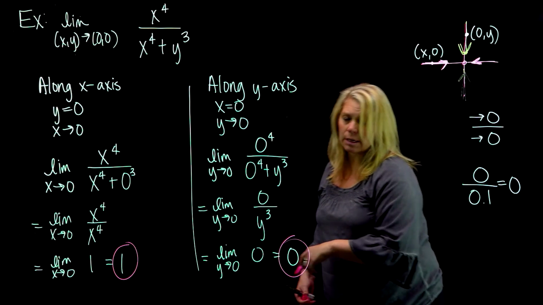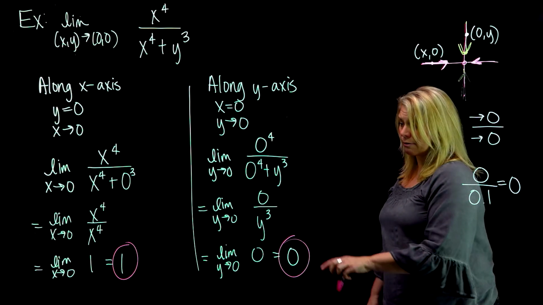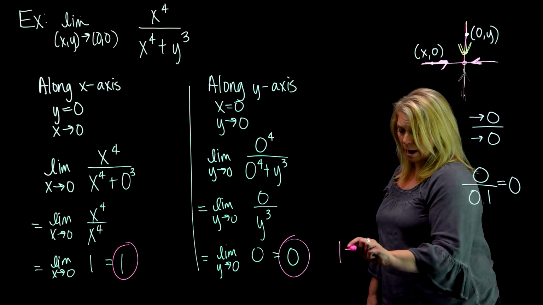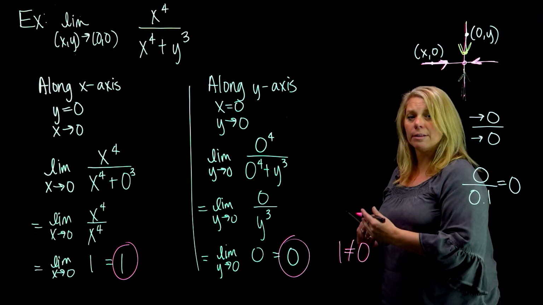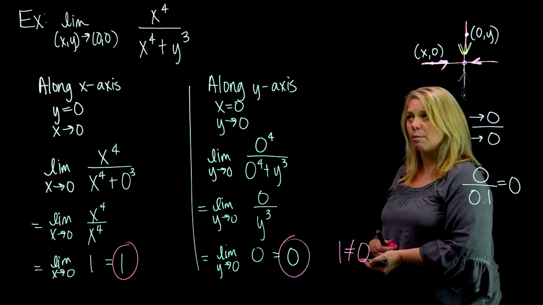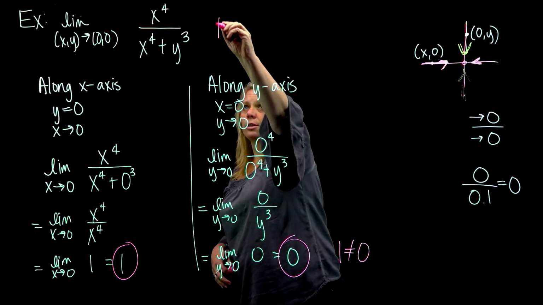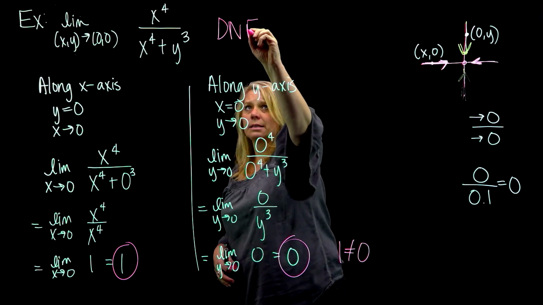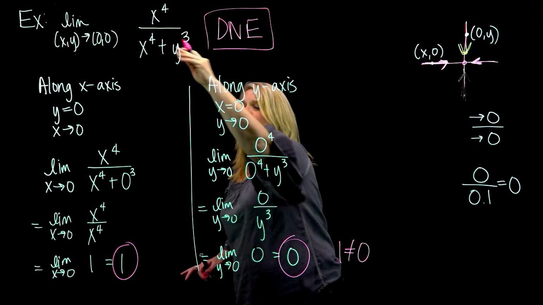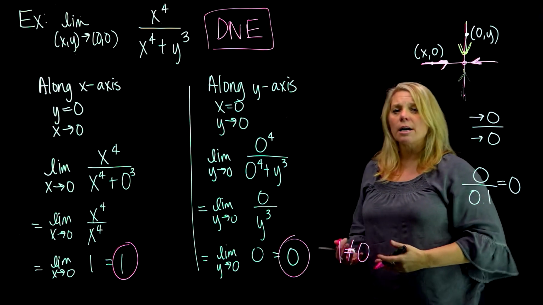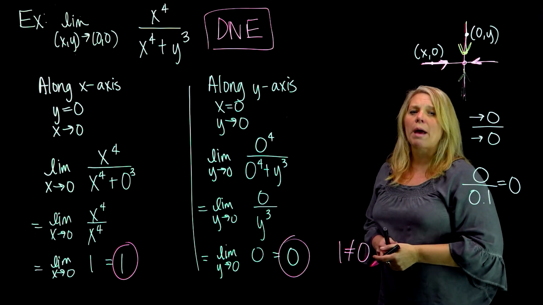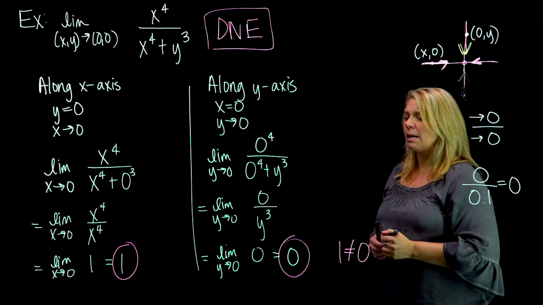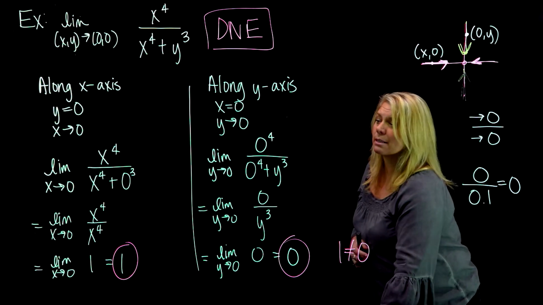So my function is approaching different values along different paths of approach. One is not equal to 0, so I have different limits along different paths of approach. So I would say that this original limit does not exist. And here is all of my work to justify it. Our textbook calls this the two-path test to determine or to show that a limit does not exist.